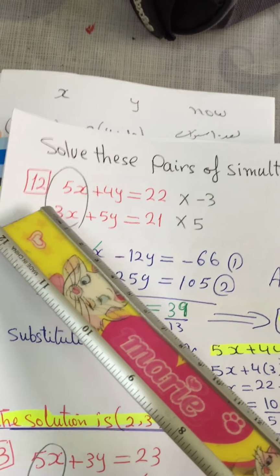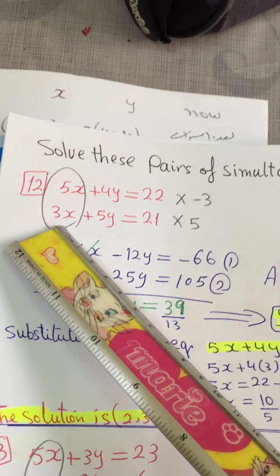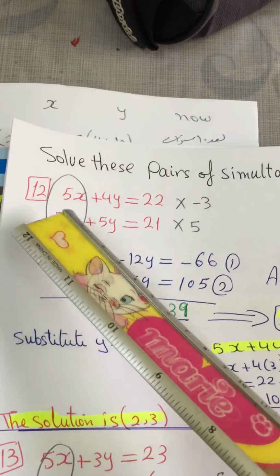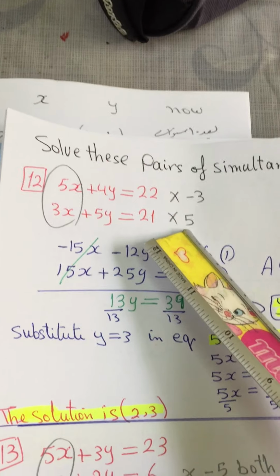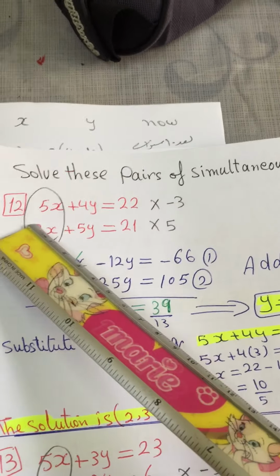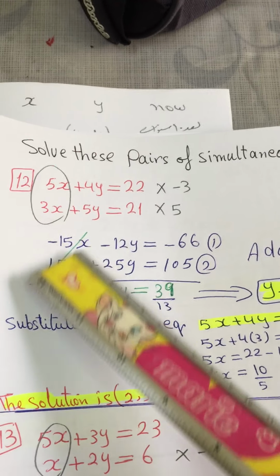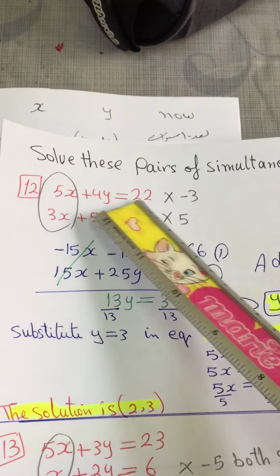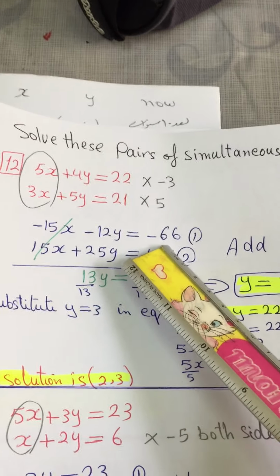So I'll take the 3 and multiply it by the whole top equation. I'll take this 5 and multiply it by the whole bottom equation. But make one of them negative. So I'll multiply the top by negative 3 and the bottom by positive 5. Negative 3 multiply 5x equal negative 15x. Negative 3 multiply positive 4y equal negative 12y. Equal, don't forget to multiply the other side. Negative 3 times 22 equal negative 66.